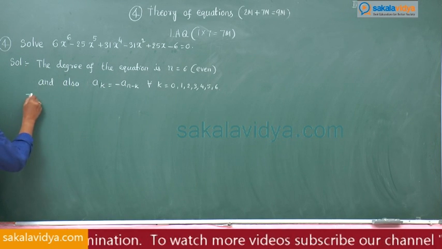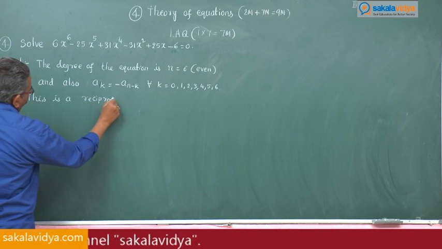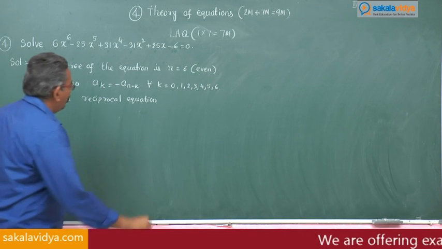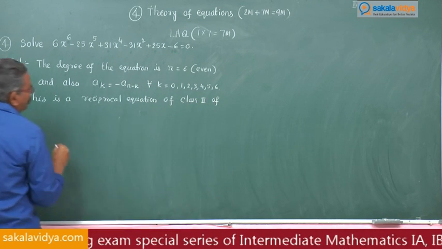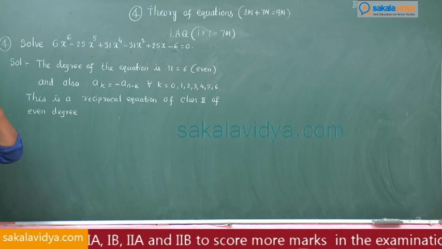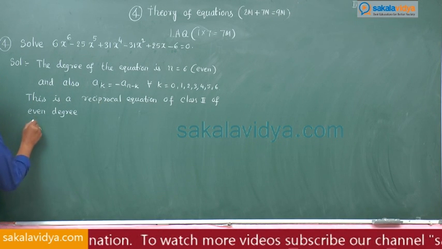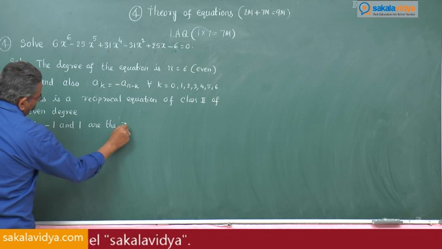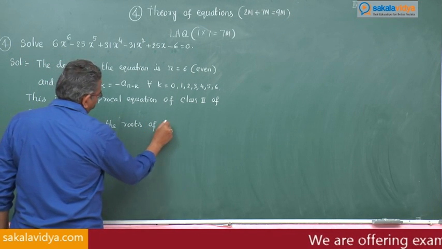So, this is a reciprocal equation of class 2 of even degree. Class 1 of even degree means standard reciprocal equation, so it is not standard, this is class 2 of even degree, therefore, minus 1 and 1 are the roots of the equation. Already two roots are known.